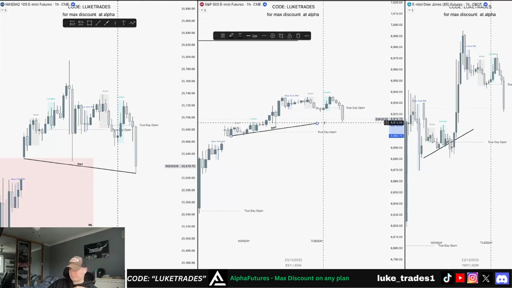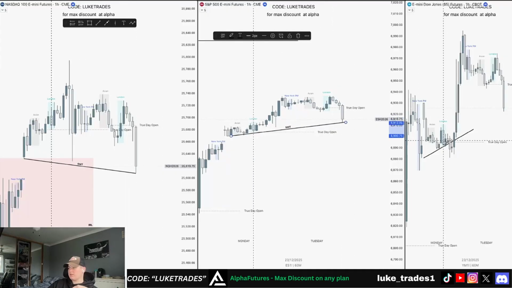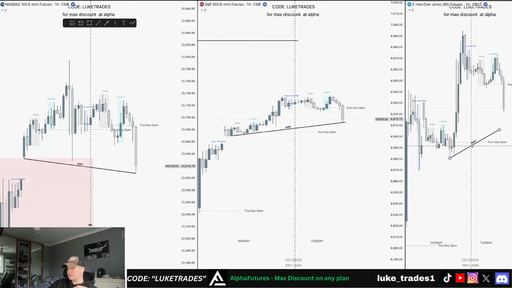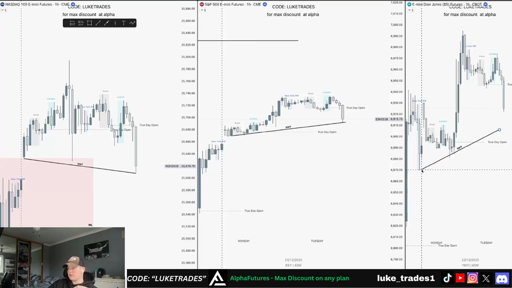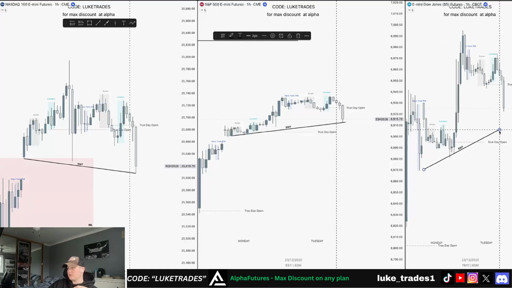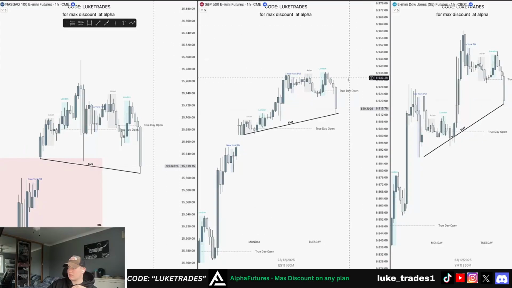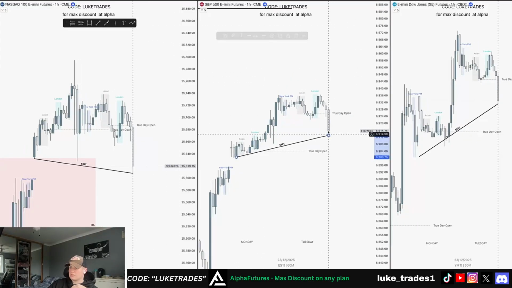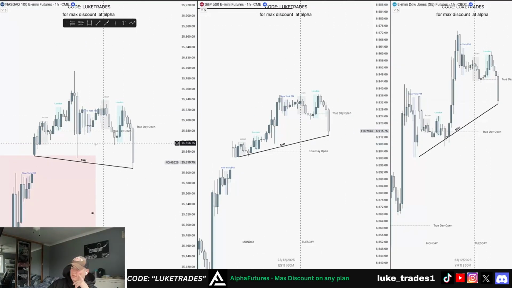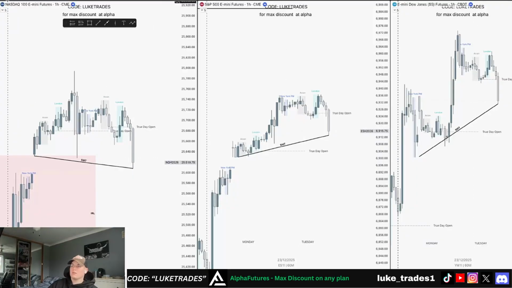So when I saw this, all I needed was my entry. I had a pretty strong read on where we were going to go. I just needed us, on the lower time frame, to show us our entry. Here, this is also a 1 hour POI.